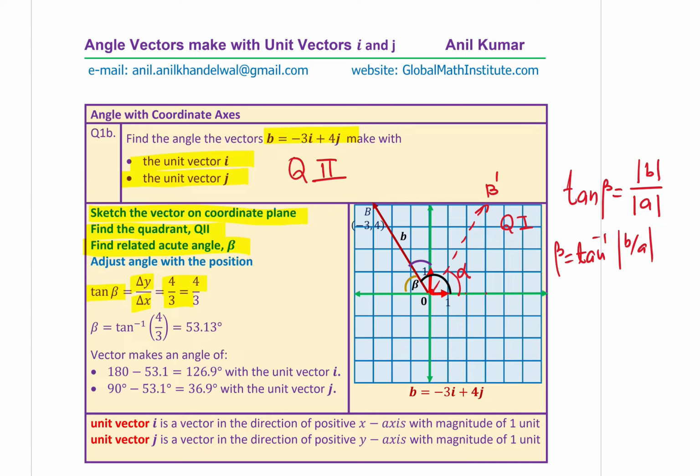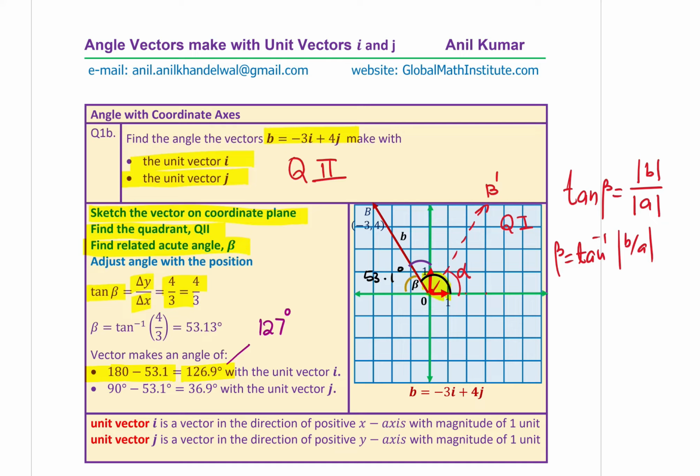So the angle here, beta, is 53.13, rounded to 1 decimal place. Okay, now we need to find what the theta angle is, which it makes with the vector i. It is this angle, correct? So that is 180 minus 53.1, 126.9 is what we get. Now let me round this answer to three significant figures. So I'll write this answer as 127 degrees.